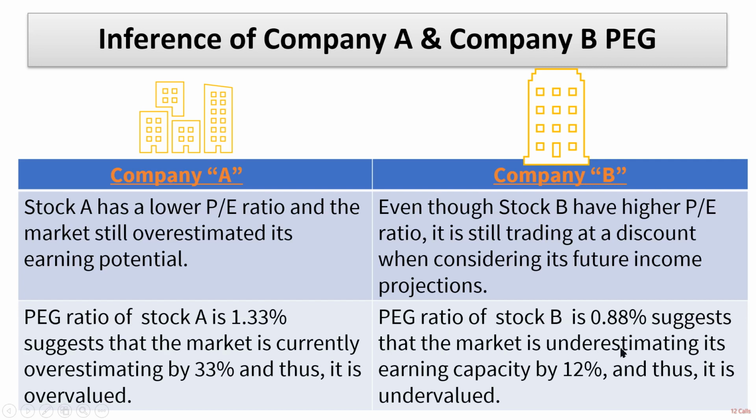Let's understand. Stock A has a lower PE ratio, and the market still overestimates its earning potential. PEG ratio of stock A is 1.33, which suggests that the market is currently overestimating it by 33%. Hence, it's overvalued. Okay, company B. Even though stock B has a higher PE ratio, it's still trading at a discount when considering its future income projection. PEG ratio of B is 0.88, which suggests that the market is underestimating its earning by 12%. Hence, it's undervalued.